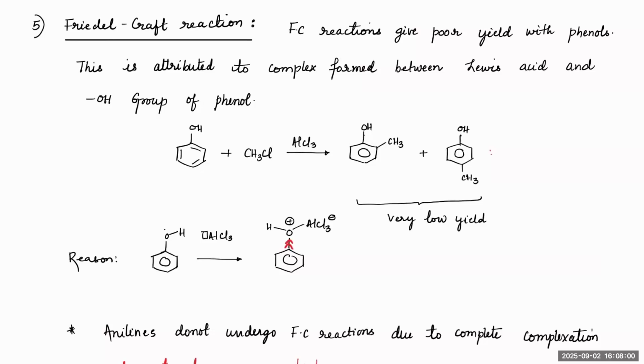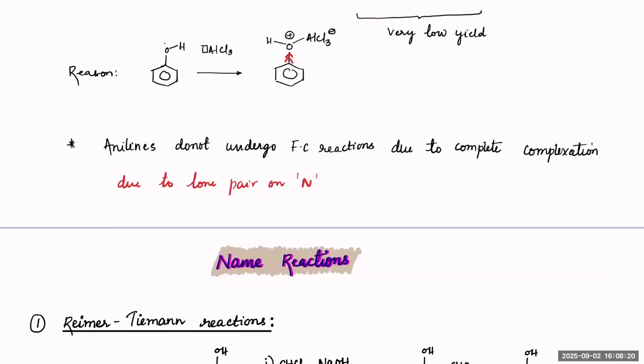Friedel-Crafts reactions: if you take alkyl halide in the presence of AlCl3, you will get substitution at the ortho position and para position. These two will get substituted, correct? But this is typically a very low yield. The reason for that is the lone pair on OH will react with AlCl3 in an acid-base reaction and makes this a withdrawing group. That's why the benzene ring is less activated in this case.